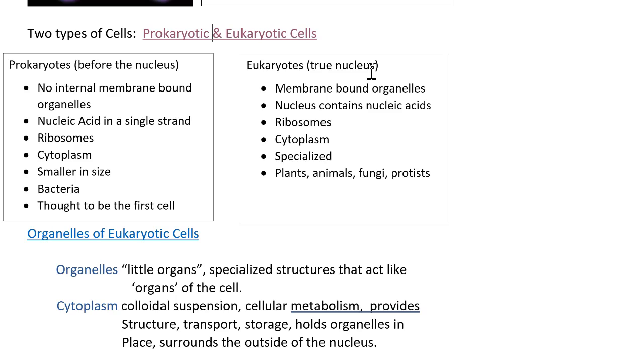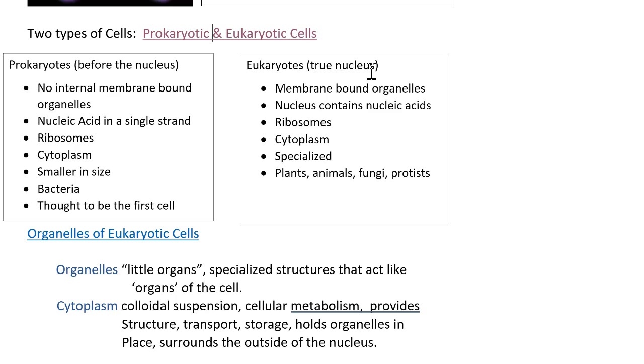Prokaryotic cells will have cytoplasm. Cytoplasm, as you'll see defined below, is something known as a colloidal suspension. And a colloid is something that is between a liquid and a solid. It has properties of both.